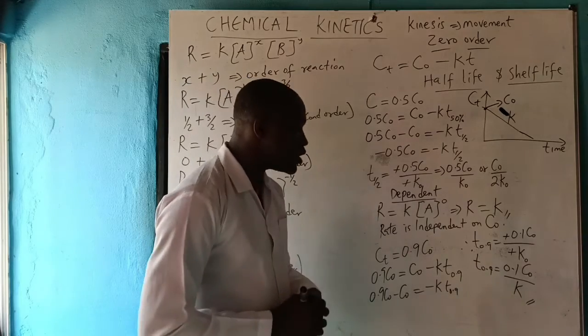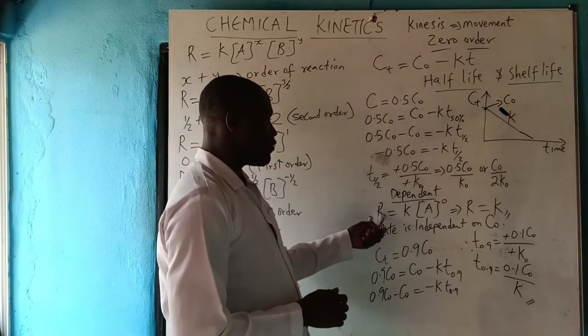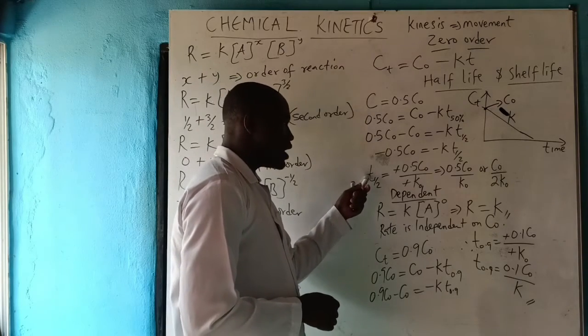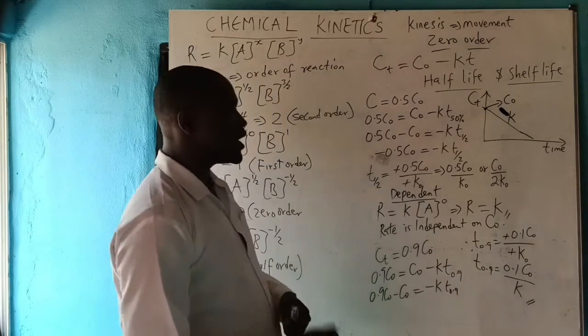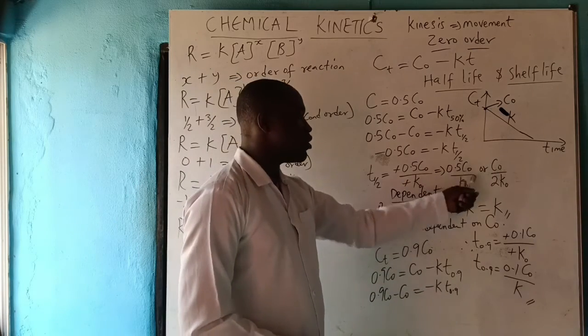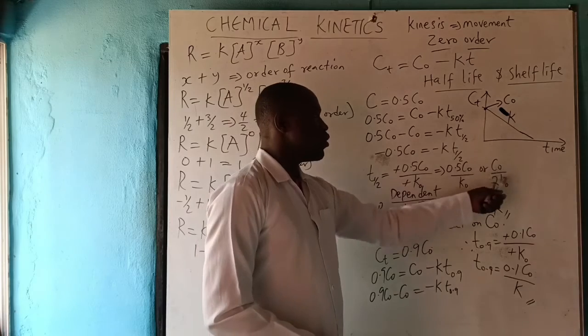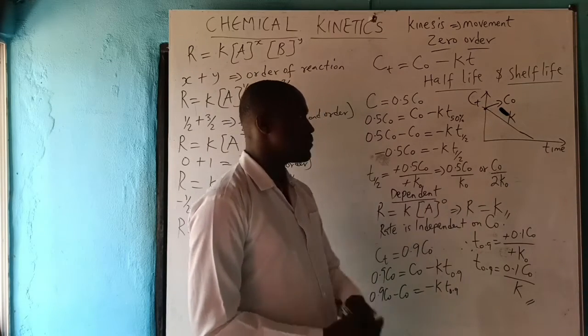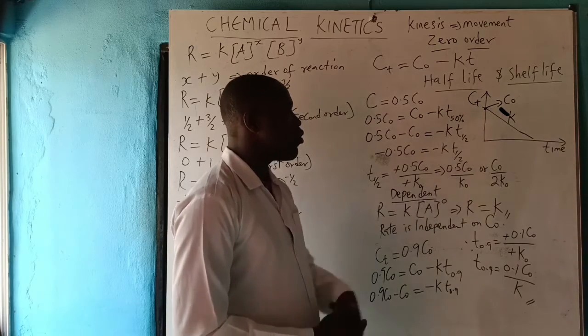So we have been able to get the formula for the half-life of a zero order reaction. We said the half-life of a zero order reaction is dependent on the initial concentration, and it's gotten from 0.5 C0 over k0 or C0 over 2 k0, whichever one you want. This k0 is telling you the rate constant of a zero order reaction.